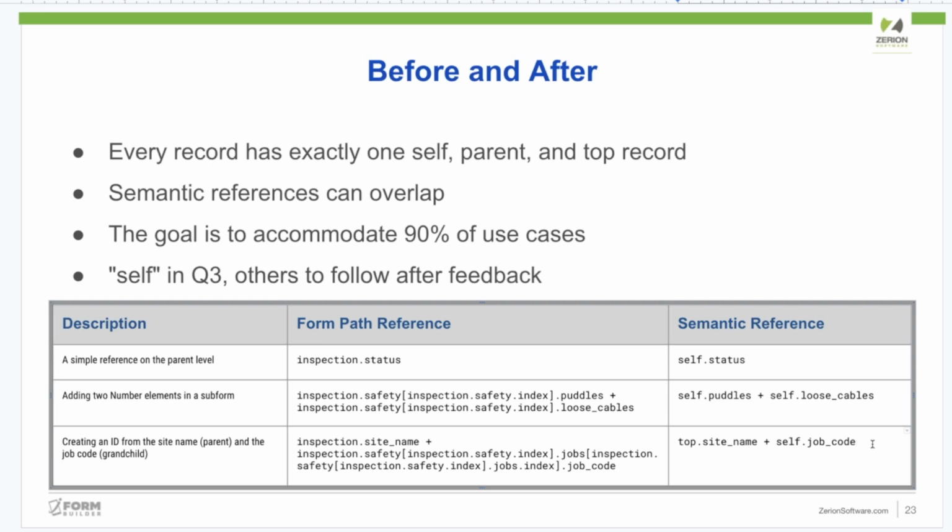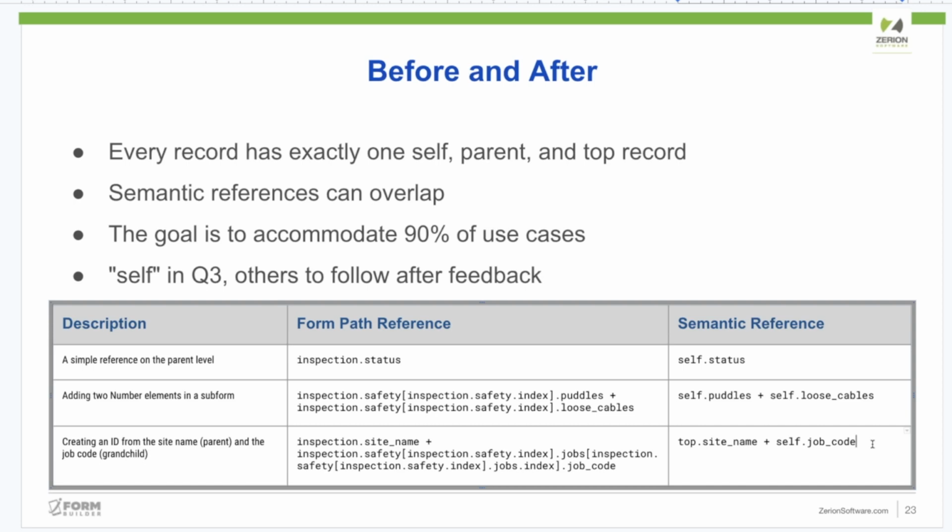And the last thing I'll say here before we take another set of questions and wrap up is our current roadmap. Our plan is to implement self in Q3. That is the time frame we're giving ourselves to build this out and implement it for mobile apps. And then we're going to do a round of feedback before we go through with parent and top.